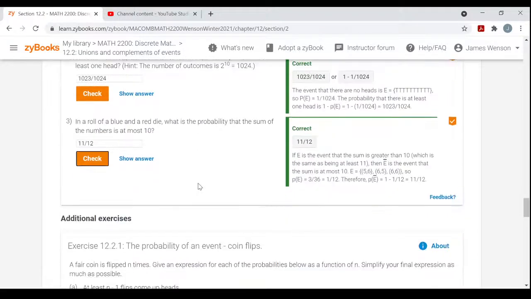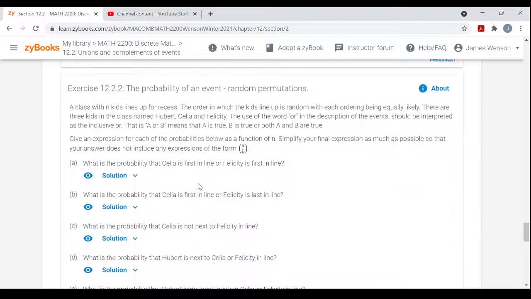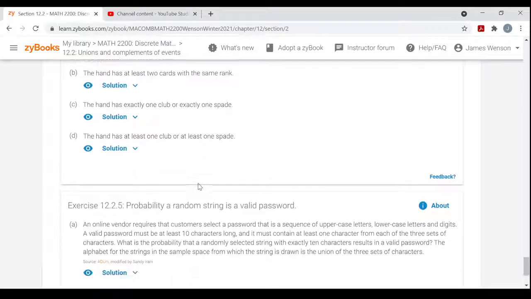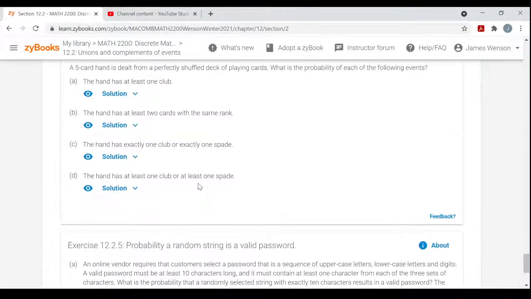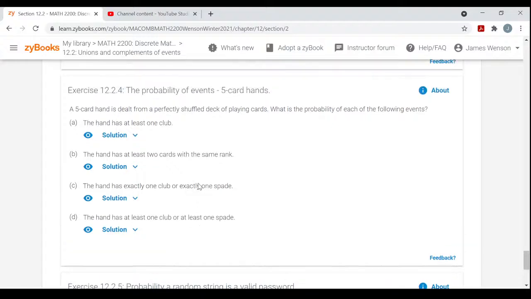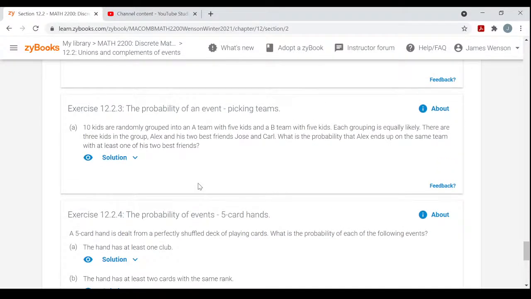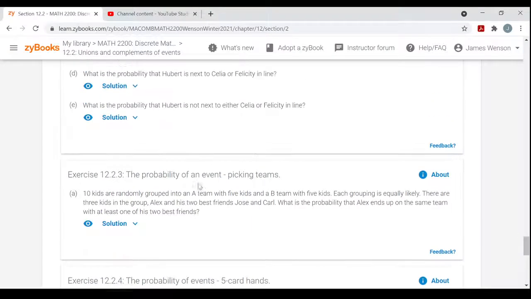Use some counting principles, and you'll have to use more counting principles in some of these exercises when you're trying to count how many outcomes are in certain events and certain sets. Again, if you're unfamiliar with Chapter 10, Chapter 11 material, I highly suggest you go back and review some of that stuff, those counting principles.